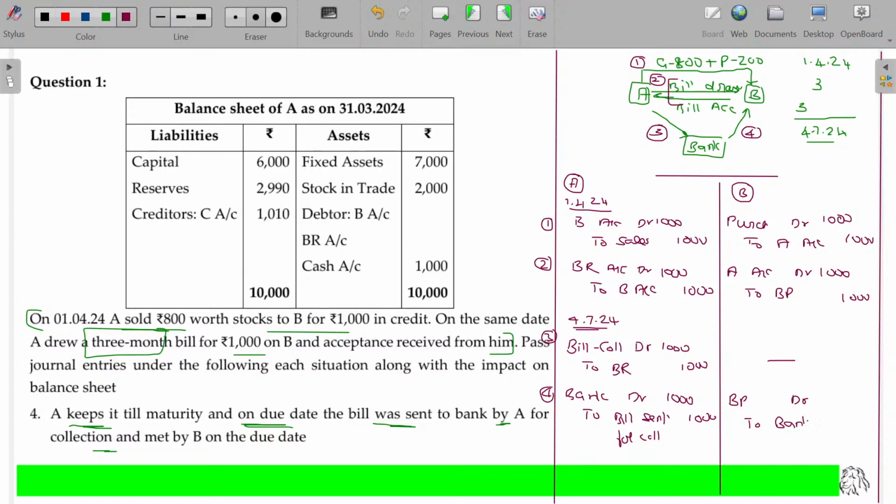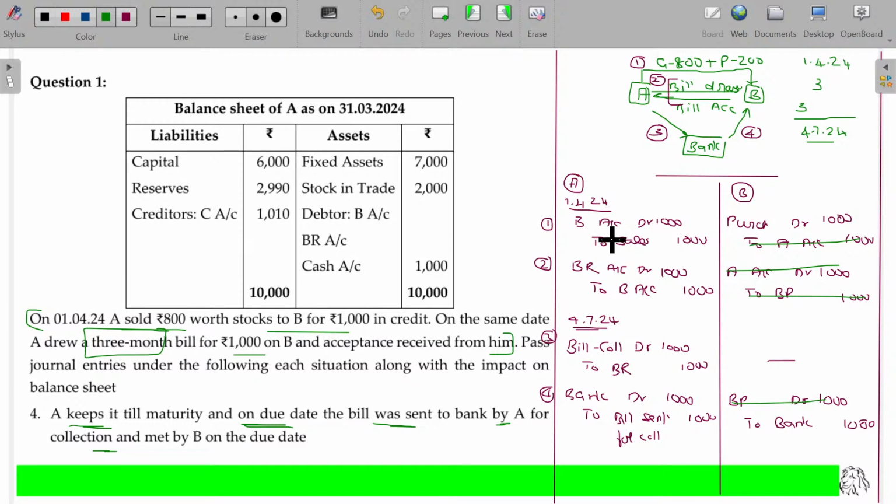So finally, you always verify. What is that? The ultimate entry should be only the purchase entry. Check here: A credit and debit got eliminated, BP credit and debit got eliminated. So purchases to bank is the ultimate entry. If you sum up and combine all the journal entries, you will get only purchases.